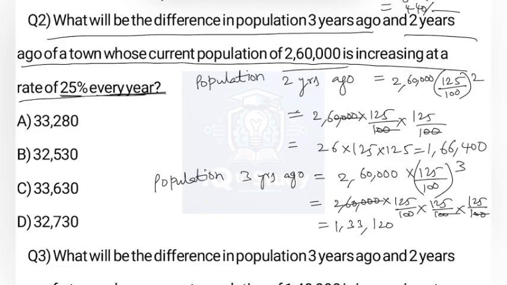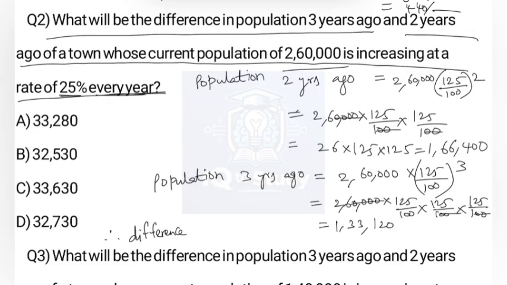We have to find the difference in population 3 years and 2 years. So difference is equal to 1,66,400 minus 1,33,120, which is equal to 33,280.